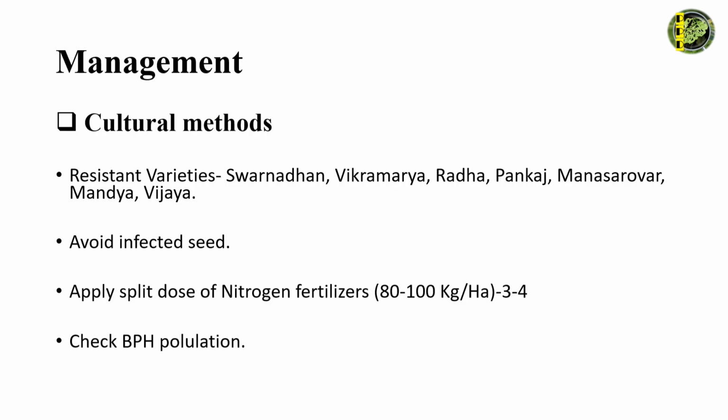Talking about management, for cultural management, we can grow resistant varieties: Swarnadhan, Radha, Pankaj, and Madhya Vijaya. We can avoid infected seed and use healthy seed, apply the recommended dose of nitrogen fertilizers, check the brown planthopper populations, and destroy the stubble and weeds.